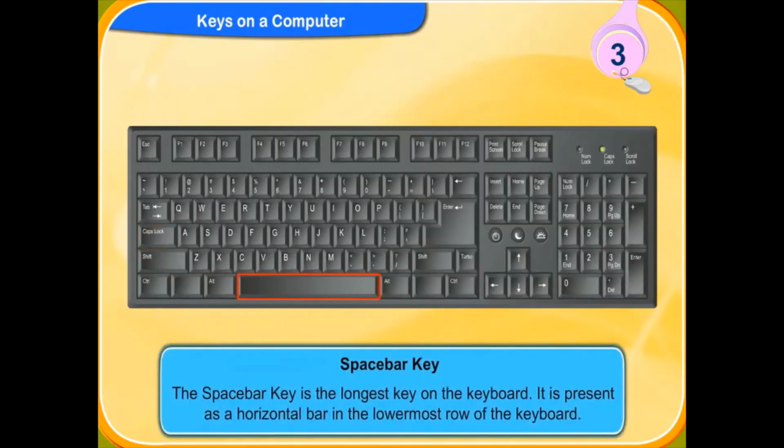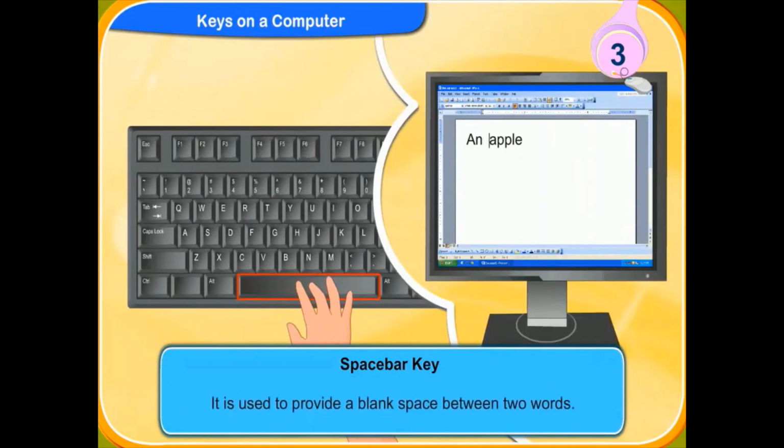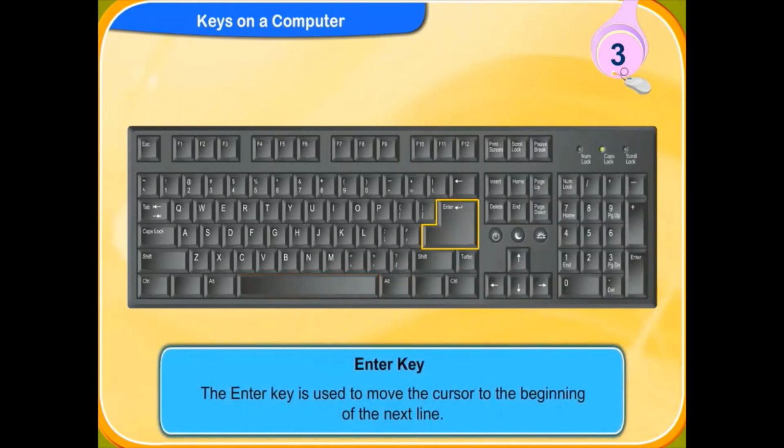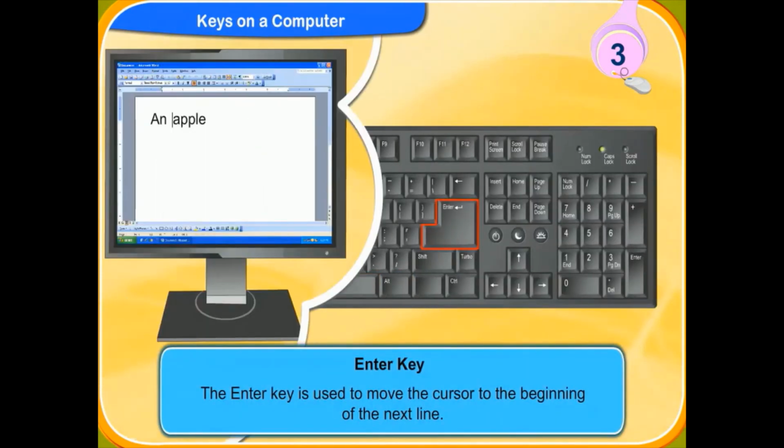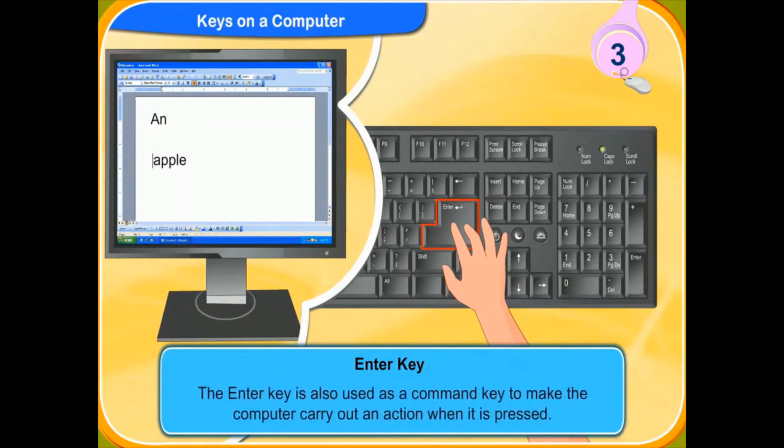The spacebar key. The spacebar key is the longest key on the keyboard. It is present as a horizontal bar in the lowermost row of the keyboard to provide a blank space between two words. The enter key is used to move the cursor to the beginning of the next line. The enter key is also used as a command key to make the computer carry out an action when it is pressed.